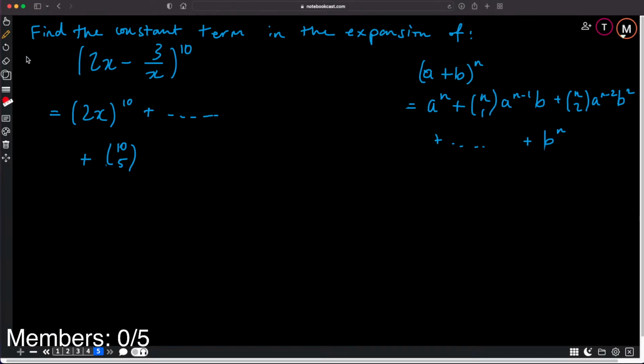1, 2, 3, or 6. 6. No, 10 choose 5. 2x to the 5. Then 3 on x to the 5. And that would be the fifth term, right? Yeah, yeah. And I think this would be the only constant term, because the rest would have x's in them.